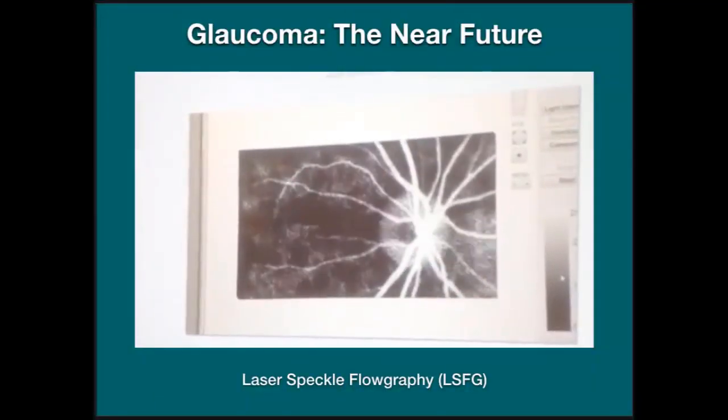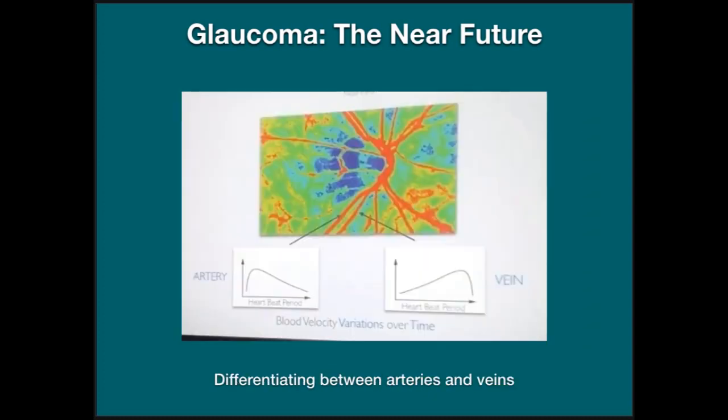So with the laser speckle software, they're able to actually detect arterial and venous blood flow, because they find that the velocity of blood flow starts off very high in arteries and then drops off with each heartbeat, while in the veins it's the opposite. The velocity starts off low and then peaks at the end of the heartbeat just before the next heartbeat. So they can actually now measure blood flow velocities and determine which is arterial and which is venous blood.